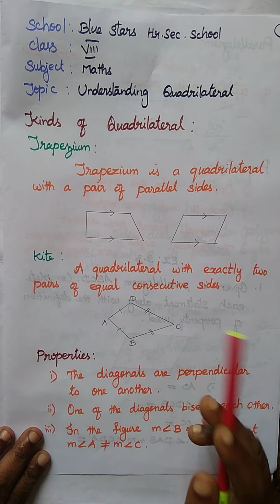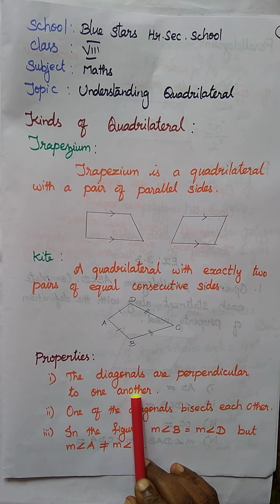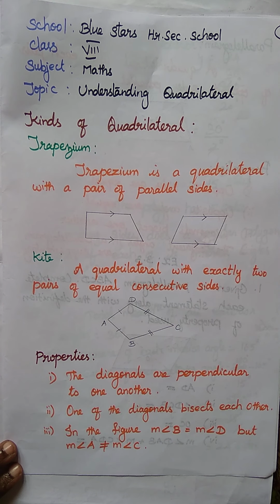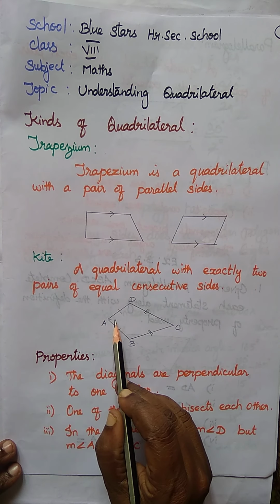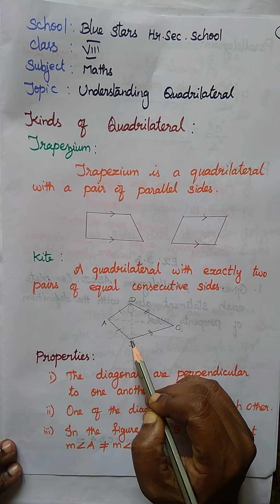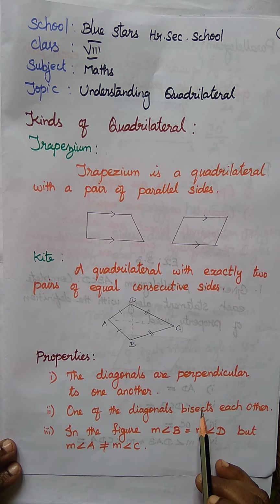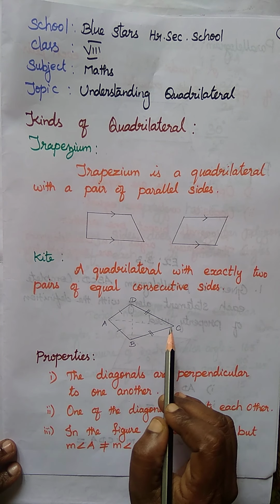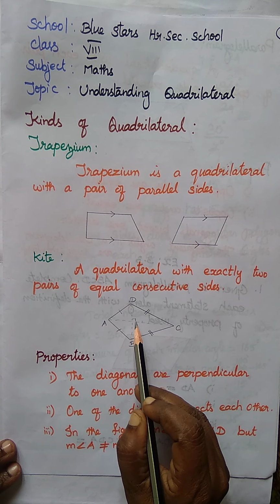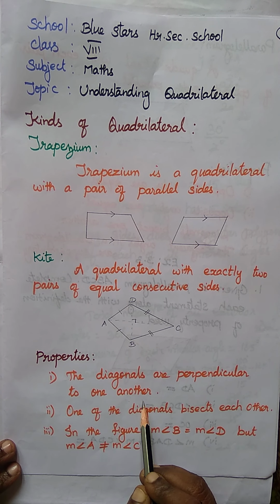This is kite. What are the properties of a kite? First, the diagonals are perpendicular to one another. We will draw a diagonal. See, this is the diagonal, DB, one diagonal. So AC is a diagonal, another diagonal is DB. The angle between these two diagonals is 90 degrees, that is called perpendicular. So the diagonals are perpendicular to one another.